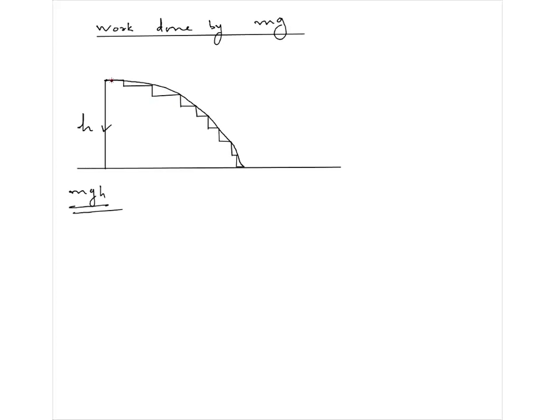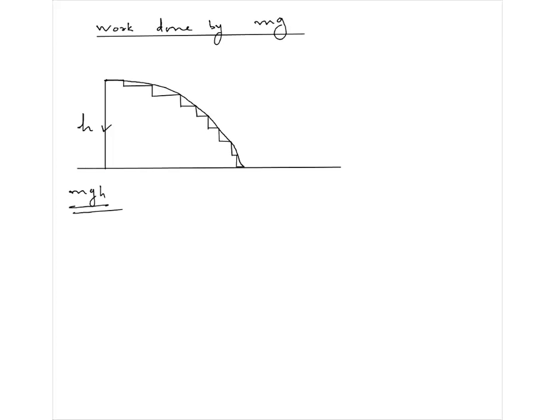Now, for this path, mg is down, displacement is to the right. Work done will be 0. From here to here, same story. Displacement to the right, force mg down. 0 work. 0, 0, 0. And these fellows add mg h1, mg h2, mg h3, mg h4, mg h5, mg h6. If you add all these h's, h1, h2, h3, you will get h.